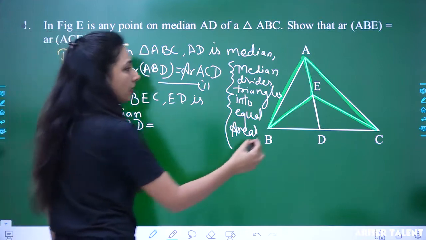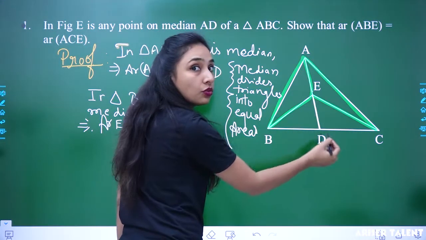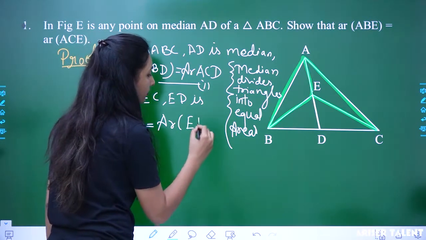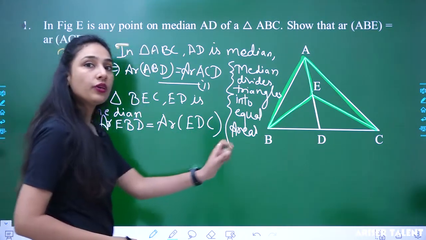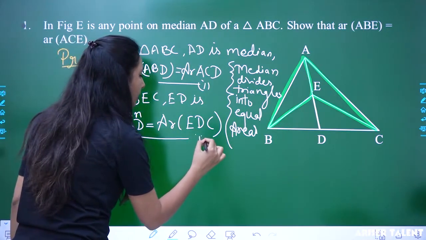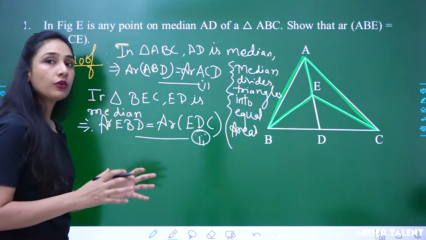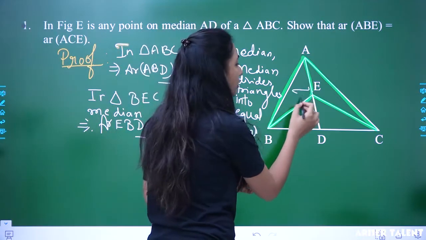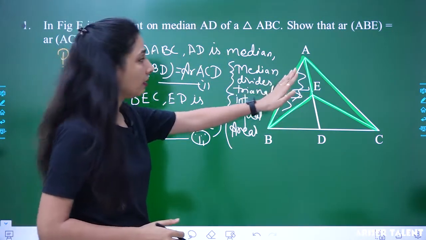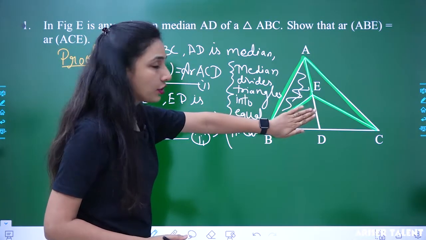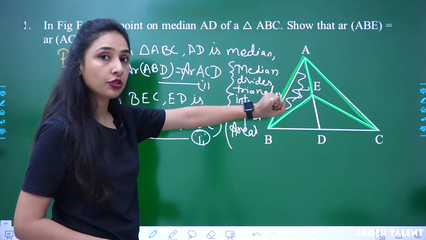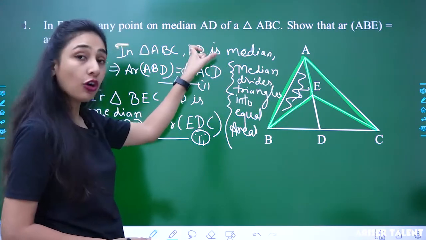Area of EBD, this triangle will be equal to area of EDC. Now these two areas are also equal, okay. This is your equation second. Now we are going to talk about this portion. And how can you have this portion? You can minus this portion from this complete portion in order to get this portion. Okay, and this is something we have to talk about.